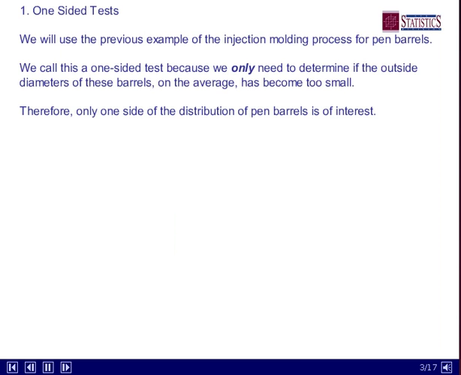So let's focus on what we call one-sided tests. And our example with the pen barrels is a one-sided test because we only need to determine if the outside diameters of the pen barrels, on average, are becoming too small. So we are only focused, say, on the lower part of the distribution.